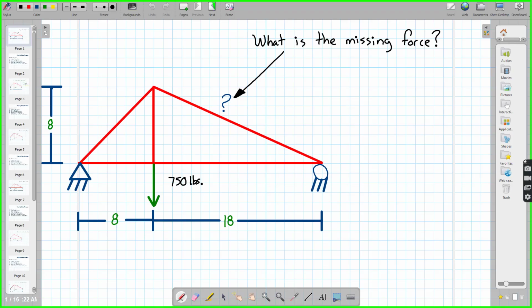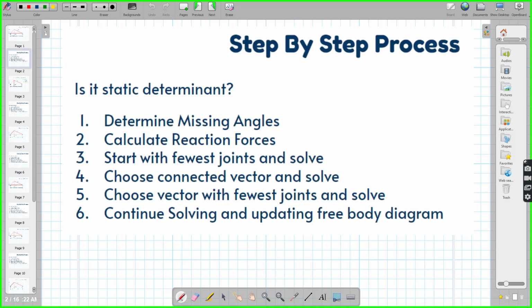Today we're going to take you through the entire process now. We've kind of gone through each step, and then we're going to put it all together. All right? So our big question is, what is the missing force? So we're trying to figure that out right there, that question mark. We've got to develop a process, and here's kind of the way I handle things.